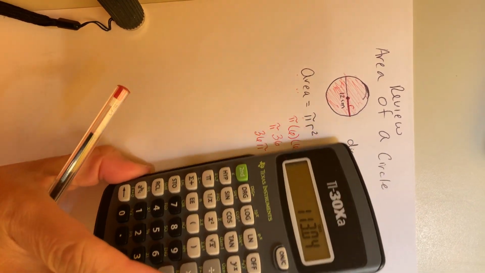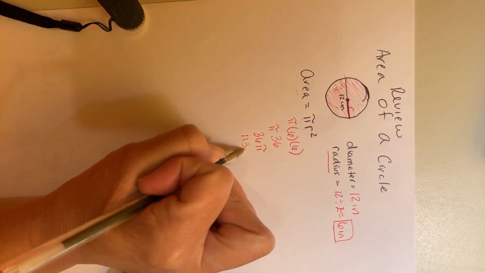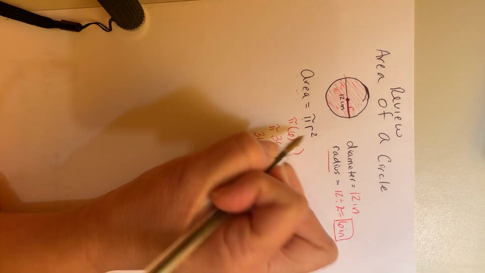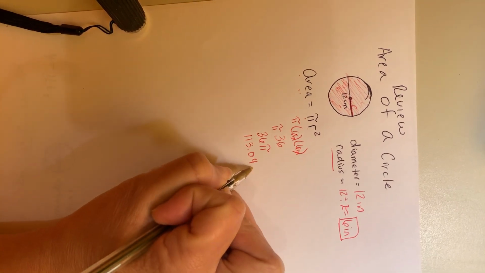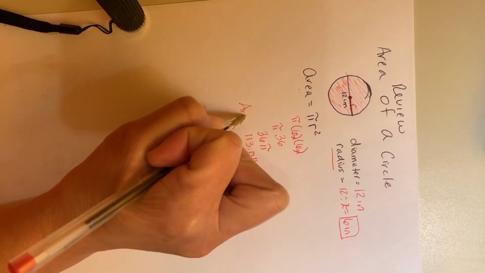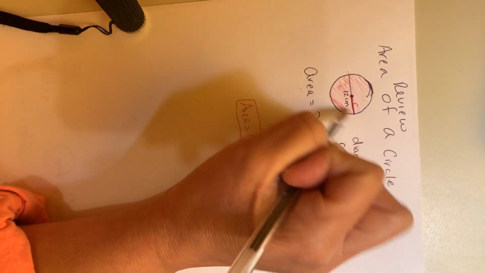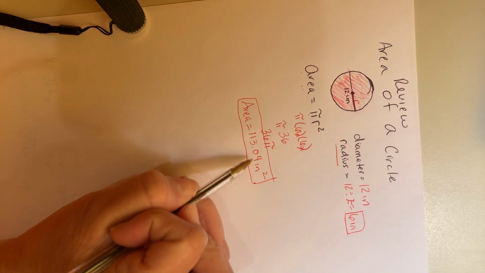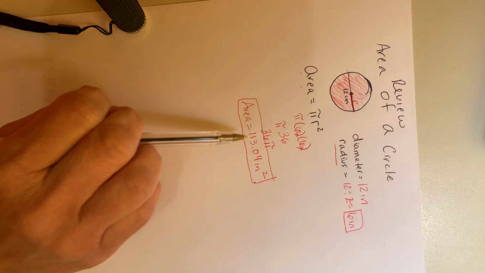So we're going to get 113.04. And this was 6 inches times 6 inches. That gives me 113.04 inches squared. That is my area, the area inside all this space in here. Inside the circle is 113.04 inches squared. Okay, so we did this before we left for spring break.